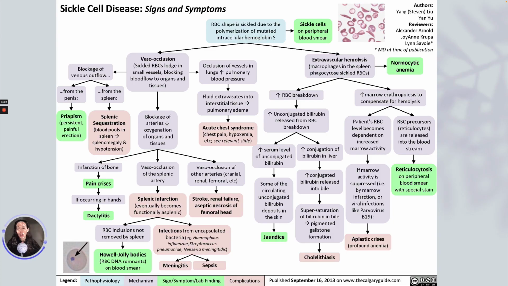So again, all of this stuff was on this lovely diagram. And again, you can print that out. Just take a screenshot.